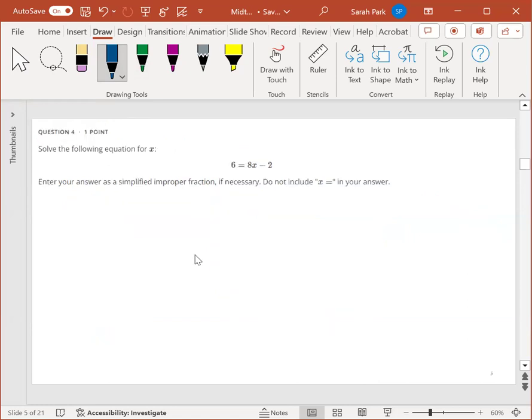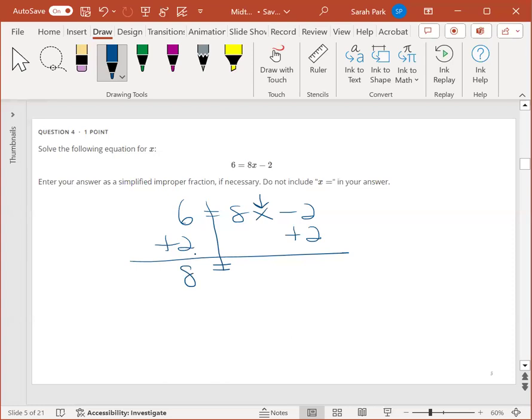Number 4, let's solve the equation for x. 6 equals 8x minus 2. So first, to get x by itself, let's add 2 to both sides of the equation. So 6 plus 2 is 8. And then the -2 plus 2 cancel out. We have 8x. And then we can divide both sides by 8. So 8 divided by 8 cancels out. So x is isolated, and 8 divided by 8 is 1. So we have x is equal to 1 as our solution.